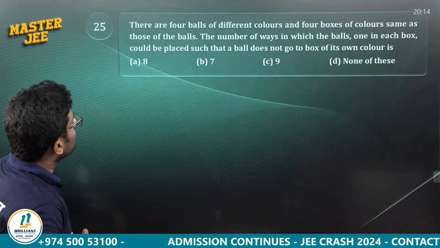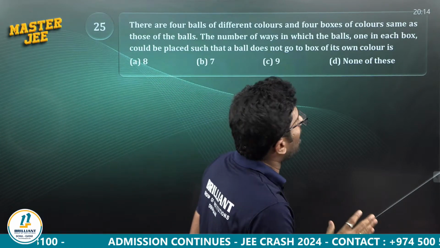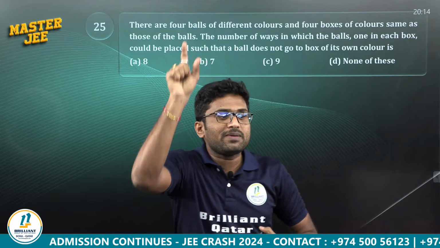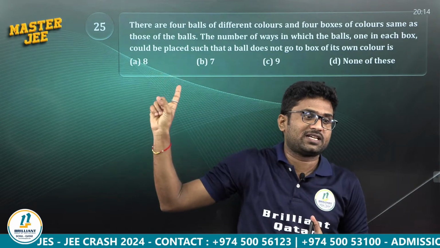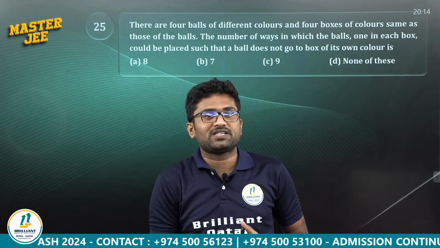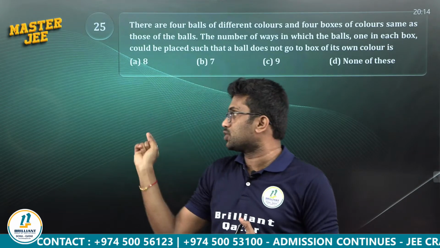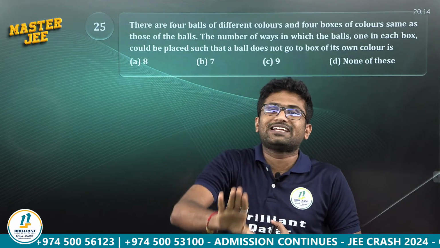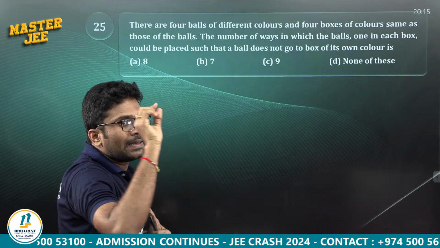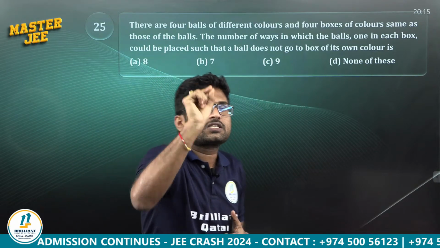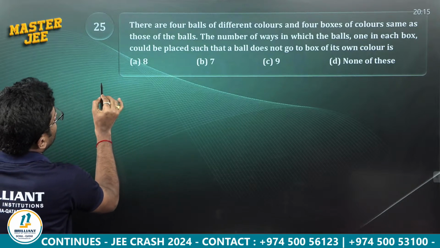Let's go with the next question. There are 4 balls of different colors. Today I missed this particular concept in class. That's the reason I have selected this. Everyone, with much patience, please do watch this particular solution. Before I go with this solution, I would like to revise a beautiful concept of permutations and combinations called derangement.